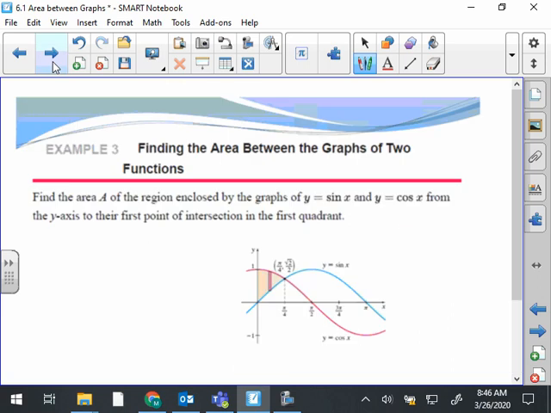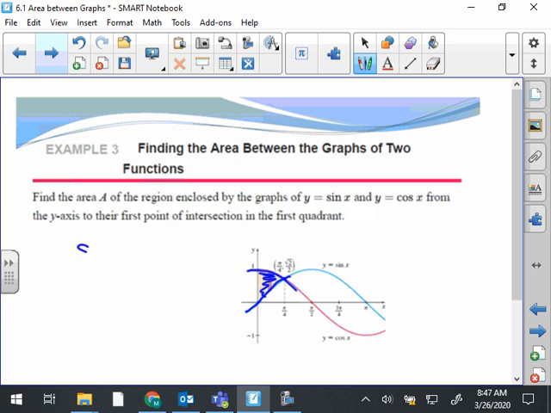All right, so here we want to find the area of a region enclosed by the graphs y equals the sine of x and y equals the cosine of x. And we want to use the y-axis and their first point of intersection. So when we look at this graph, we can see we want to find this area here. So we see the cosine function is above, and the sine function is below. So we want to find this intersection point. And I know you see it right there, but let's see how we can find this.